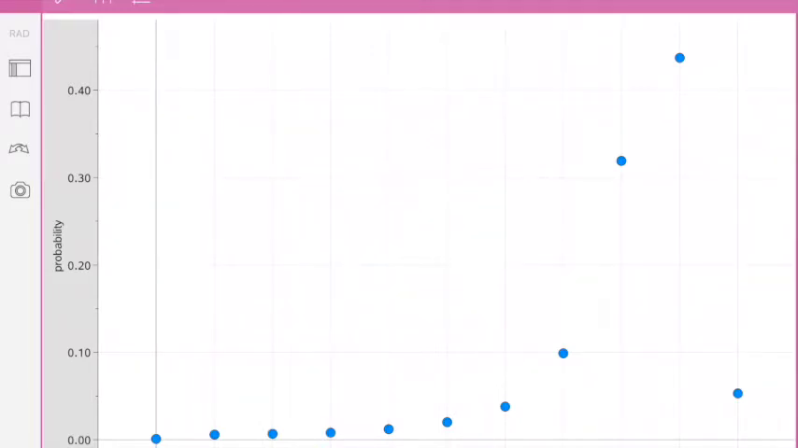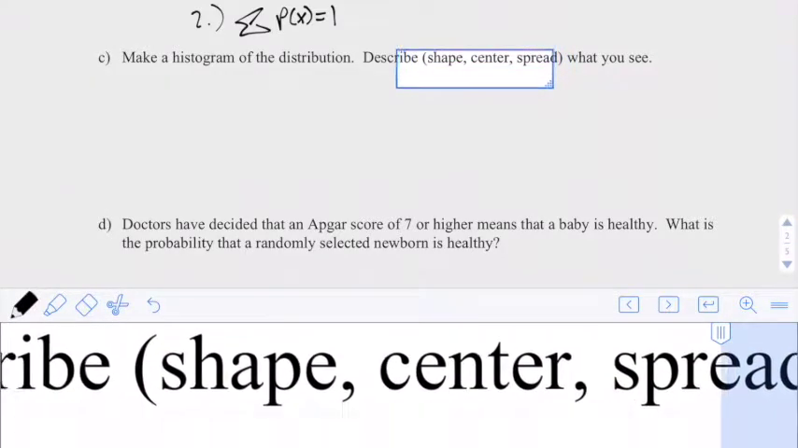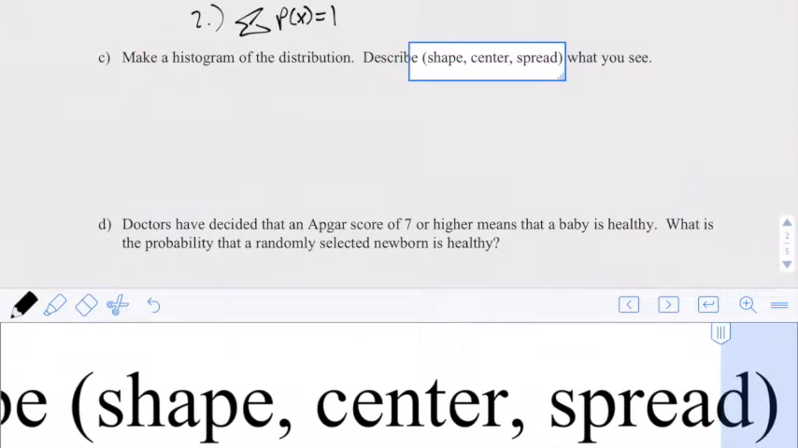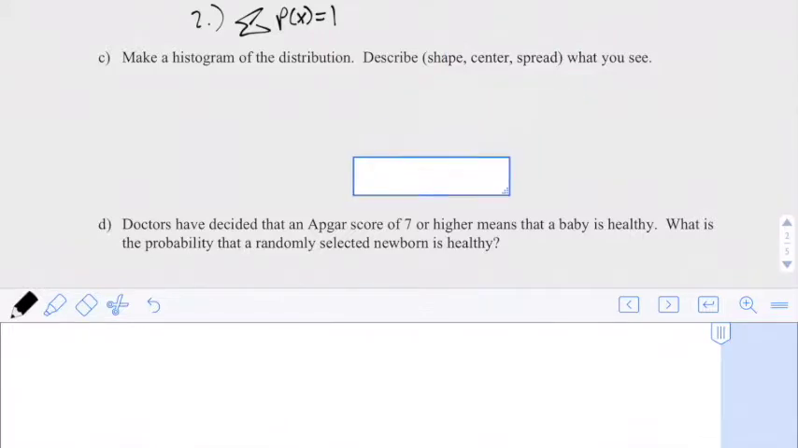On the handhelds, I'll show you how you can use a frequency. You'll insert an X variable with a frequency, and that will help us get there. But for now, we're not going to worry about that. So things to note: the shape is going to be skewed left. The center is going to be around 8. The spread is going to be from 0 to 10.